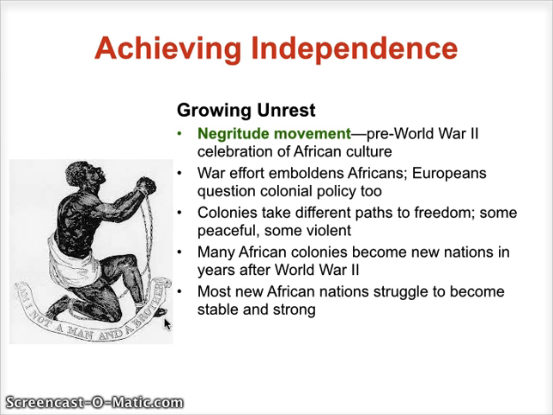This is still happening in Africa today. We still have many tribes fighting in these different countries. And the reason, again, is because Europe is the one who divided Africa. It was not divided how Africans would have divided it.